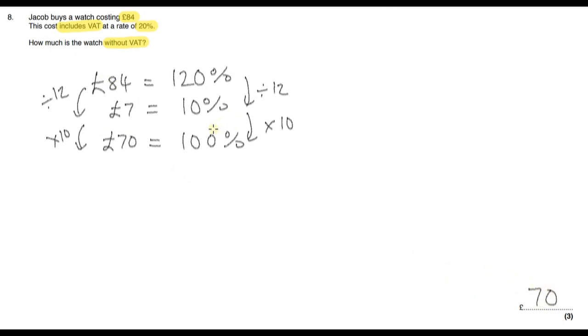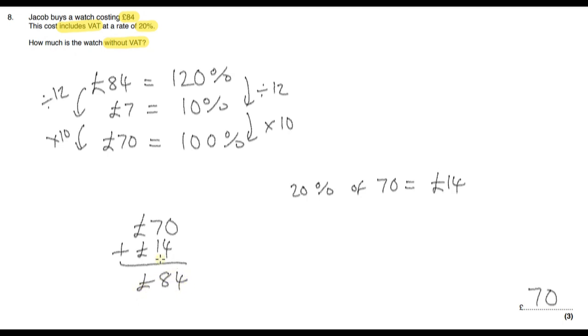And we can check our answer. So with these type of questions, I always encourage you to go forward and check the answer. So let's say we have got a watch, it costs £70, and then we add 20% VAT on. Well, what is 20% of 70? So 20% of 70, well, 10% is going to be 7, so it's going to be 14. So we can clearly see that if we add on £14, that does take us to our magic number of £84. So we know that we've got it correct.